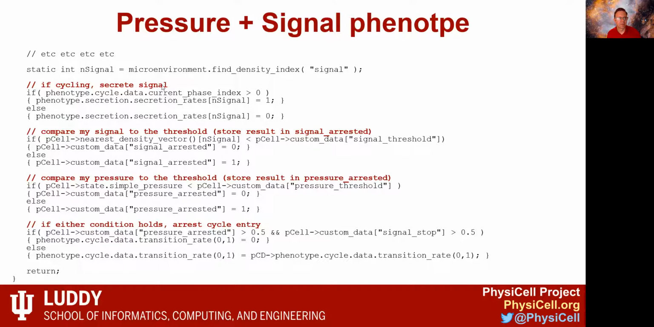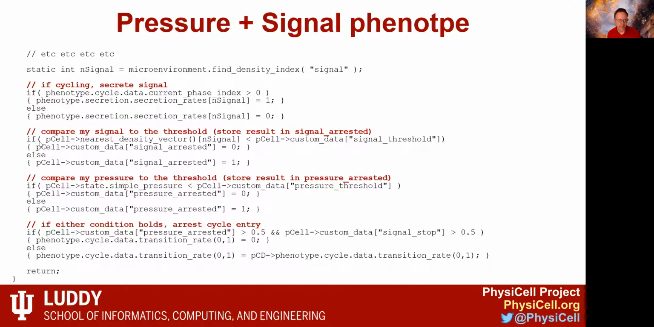And then I'm going to basically sample this. If I'm actively cycling, which means I'm not in phase 0, then I'm going to turn on my secretion rate of this signal, which is a low level of secretion. Otherwise, if I'm not cycling, I'm going to turn my secretion of this chemical factor off. And now I'm going to start looking at the signals in my environment.